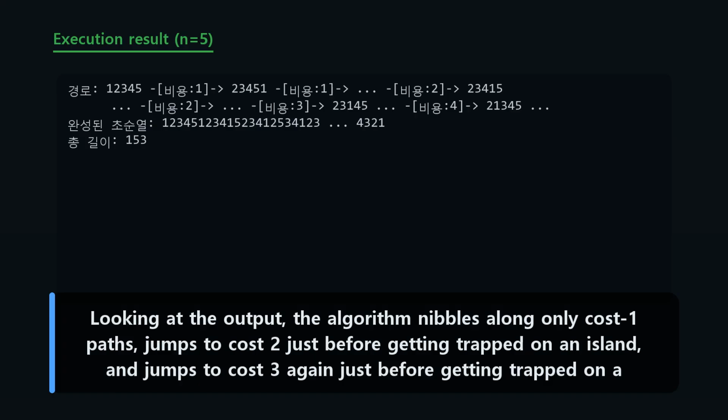Looking at the output, the algorithm nibbles along only cost 1 paths, jumps to cost 2 just before getting trapped on an island, and jumps to cost 3 again just before getting trapped on a super island. Once it links all 120 permutations, the total length is 153.